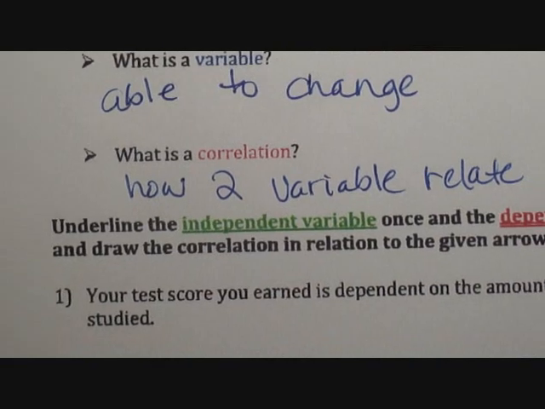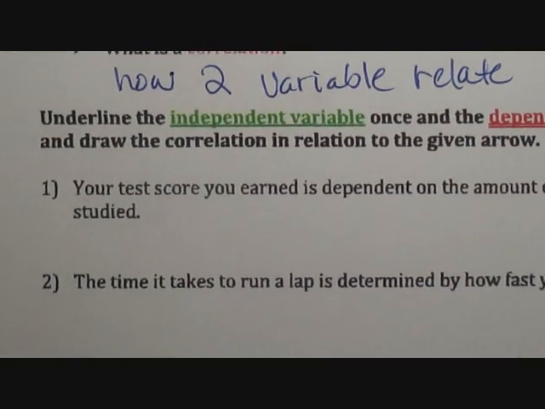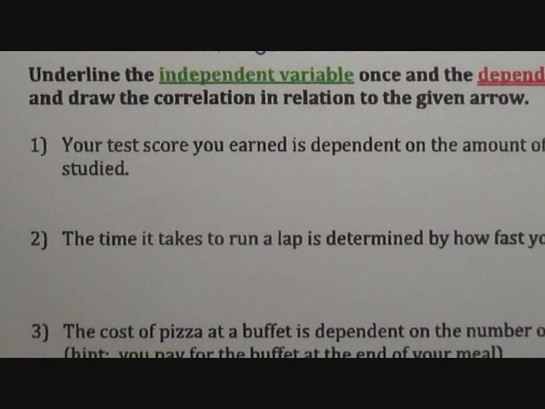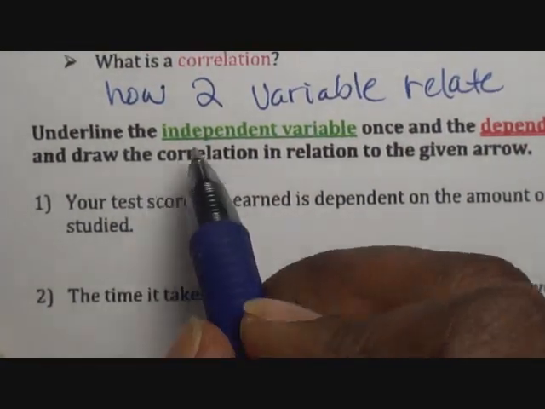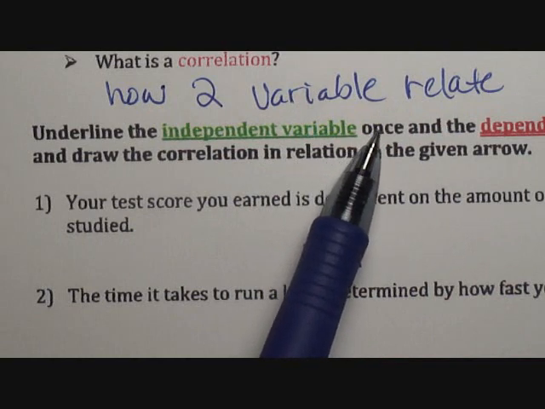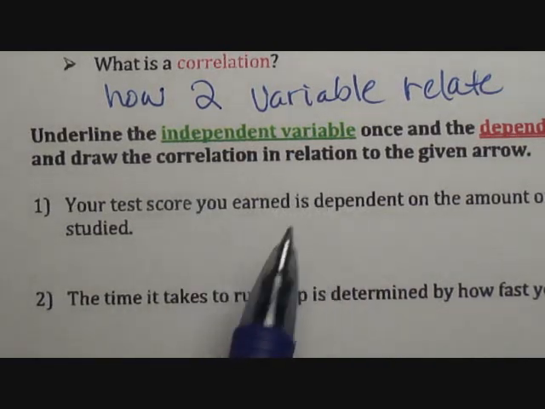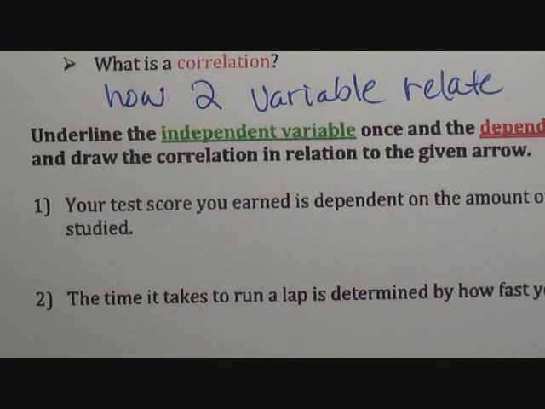Okay, so we're going to go ahead and just jump right into looking at a couple of examples. These are your notes, so be sure and keep up or write this down or copy your notes on your own notebook paper. So we're going to be underlining the independent variable once and the dependent variable twice. Then we're going to label the table of values and draw the correlation in relation to the given arrow.